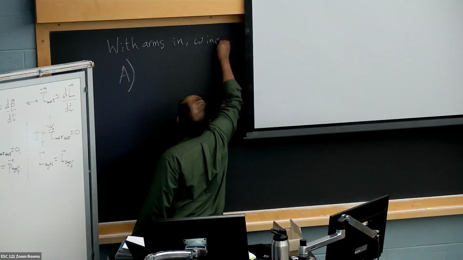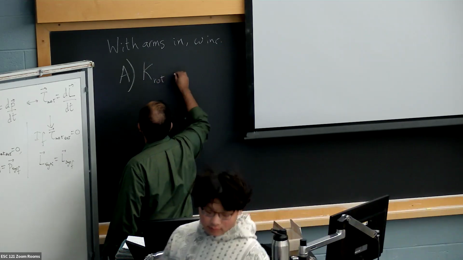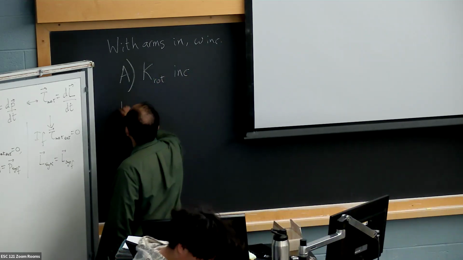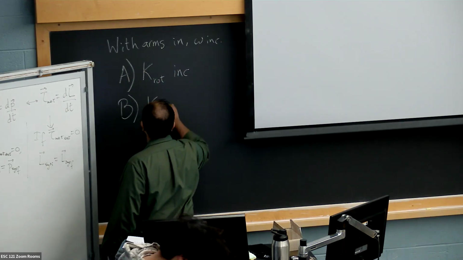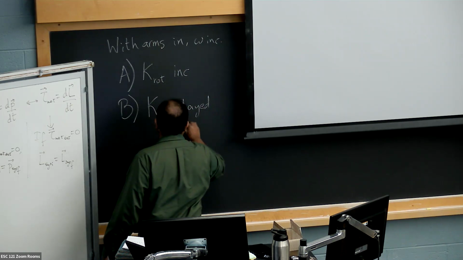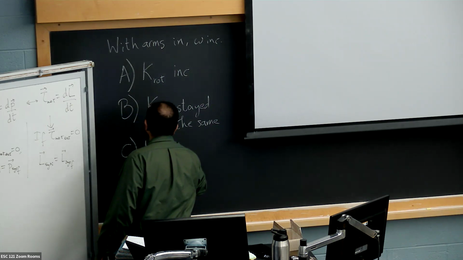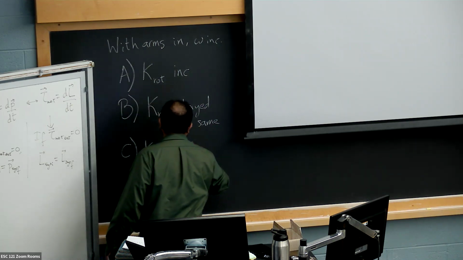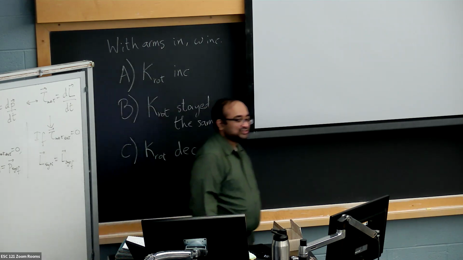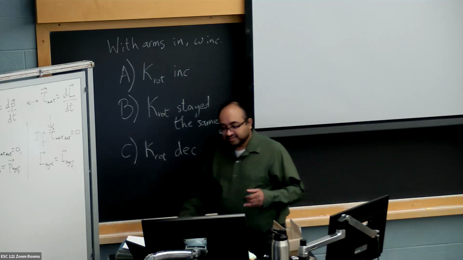With arms out or arms in, omega increased. We saw that. So what happens to K rotational? A, K rotational increases. B, K rotational stays the same. C, K rotational decreases. Take a moment to think and pull out your voting cards.